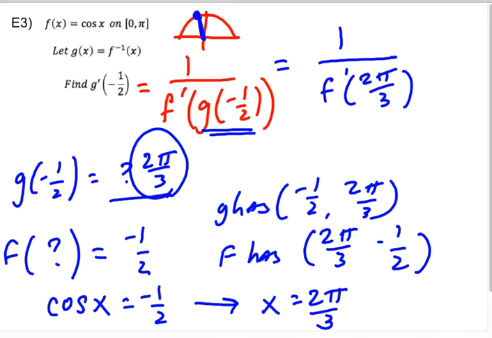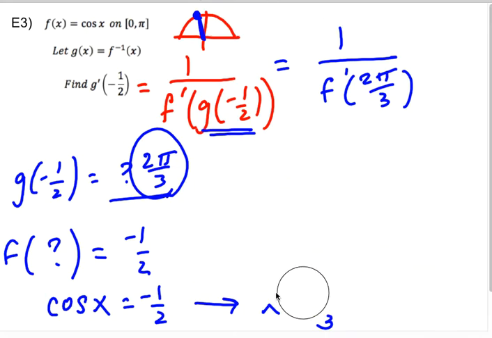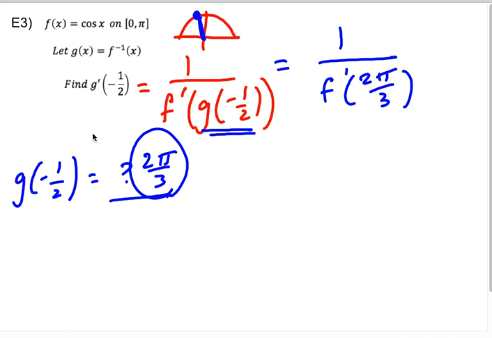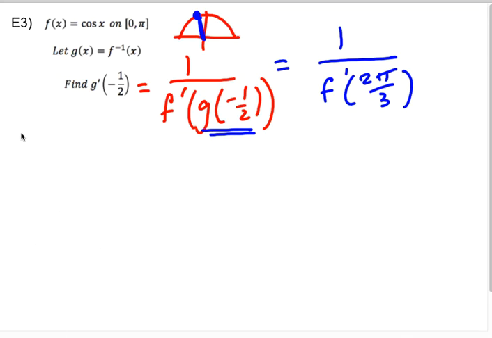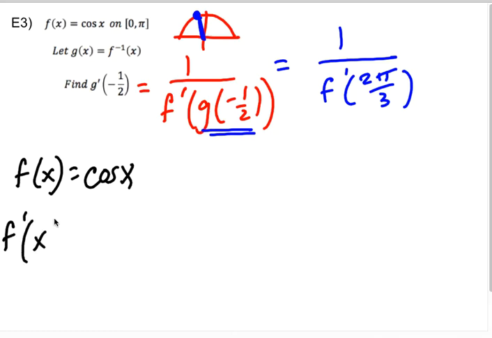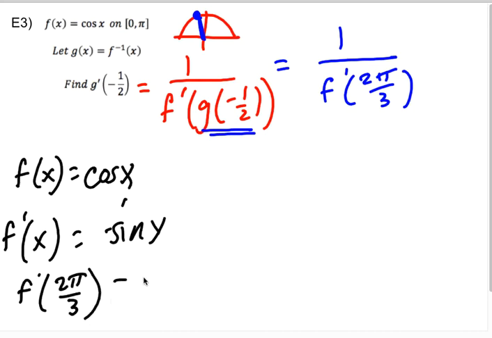So I know that f is the cosine. So knowing that f of x is cosine of x, that means that f prime of x should be negative sine of x, which means that f prime of 2 pi over 3 is the negative sine of 2 pi over 3. So again, you really need to know your unit circle here.